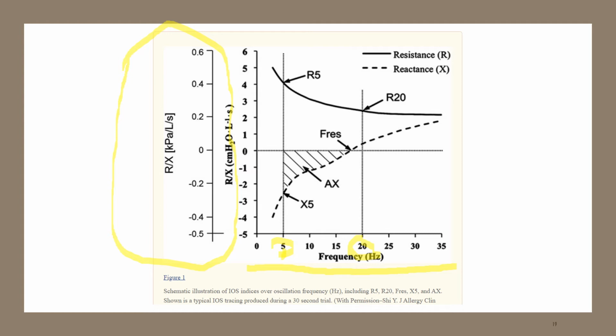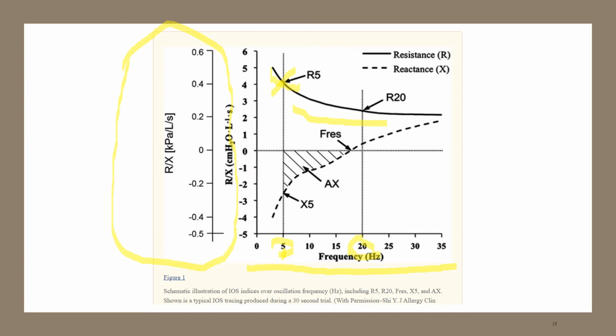Now we're going to go to the second part. Up on top, you see the solid line right here. That solid line is resistance. You know what resistance is. You notice R5 means at a frequency of 5 hertz, the resistance that is found is right here, and the resistance is higher in the small airway. It makes sense: the airways get narrower, and that's where the disease process comes in.